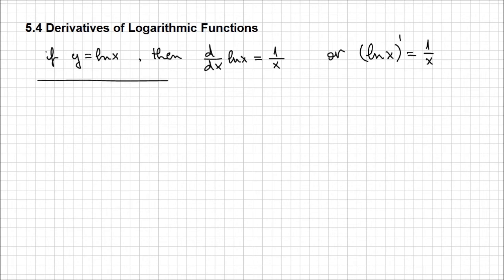If I have this function y equals ln x, then I can also rewrite it as x equals e to the power y. What we can do with this is differentiate both expressions on the left and on the right separately and see what results we can obtain. So I'm going to say derivative of x equals derivative of e to the power y.